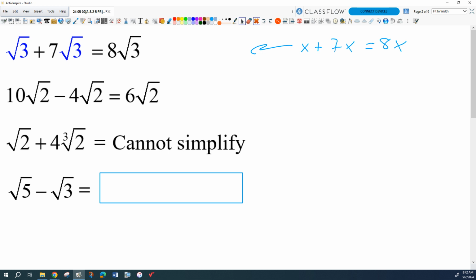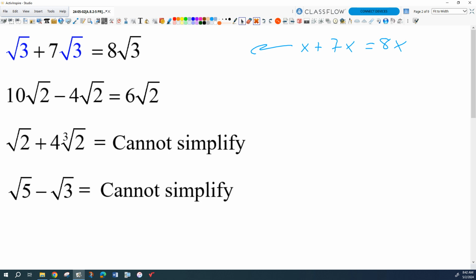How about the bottom one? Give me thumbs on it. Are those like radicals? No, they're not. So I'm stuck. Can't simplify that one either, right? They're both square roots, but they're different numbers inside, so we can't combine them. All right.